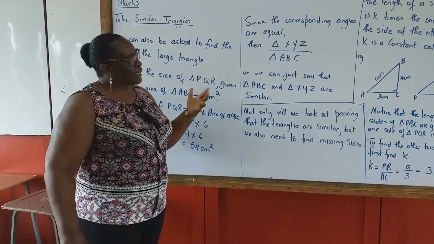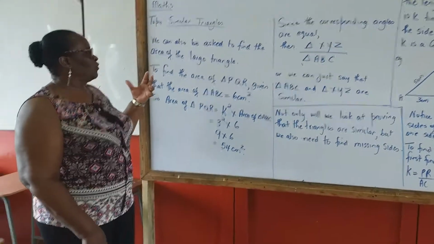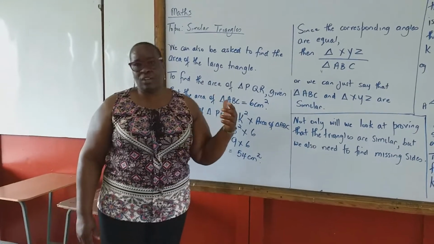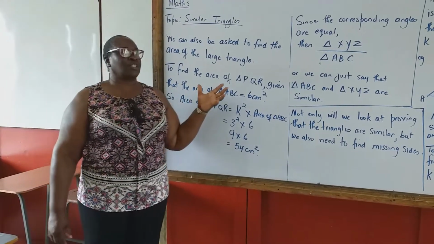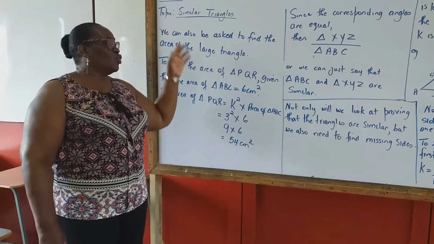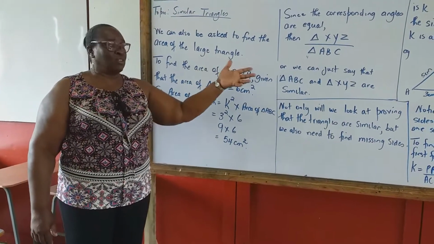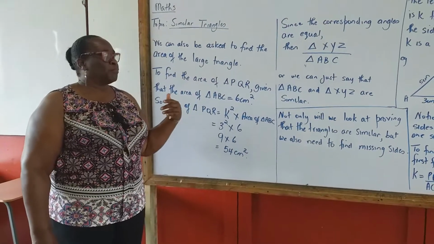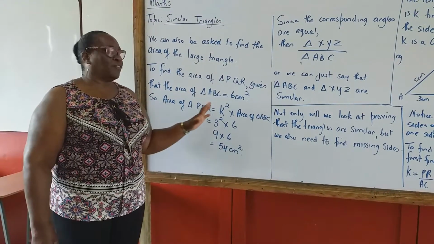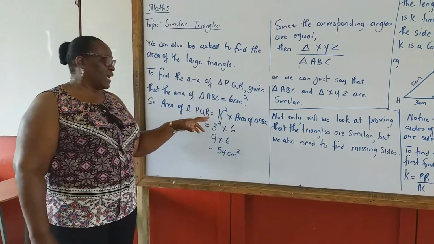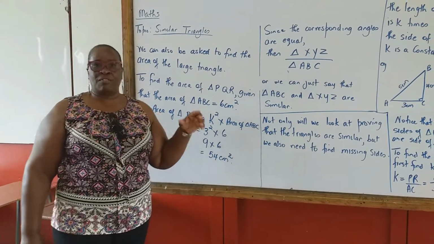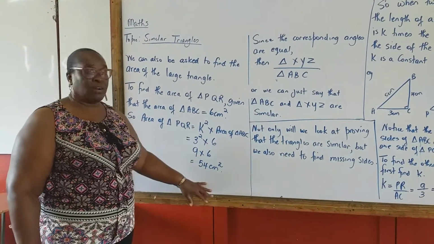After we have done that, we moved on to looking at how you find the area of the missing triangle. So to find the area of the large triangle, you must be given the area of the smaller one, or you find it from the values that you have, right? And after you found that, you try to find the area of the larger triangle. It is K squared times the area of the smaller triangle, and that will give you the area of the larger triangle.